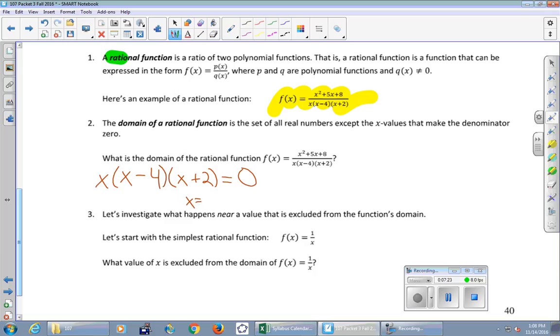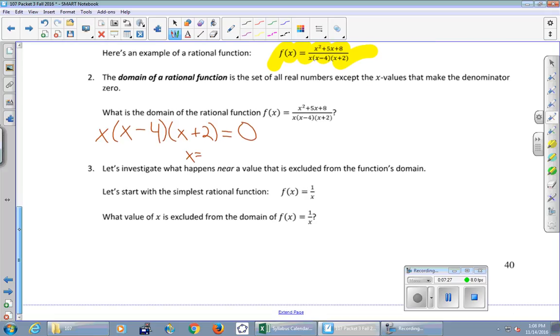We'll start on the right. What value of x makes the last parentheses equal to 0? -2. Someone else, what value of x in the middle? 4, right? Sometimes folks don't know what to do with an x sitting by itself. 0. That's what makes it 0.